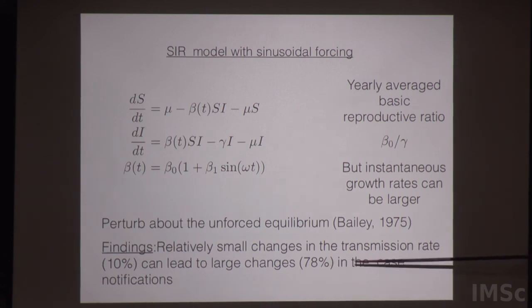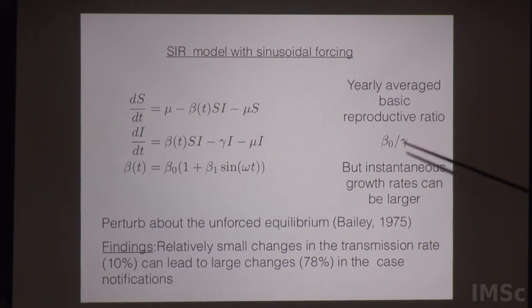can lead to very large changes, as much as 78% in the number of cases of people reporting with infection. So the interesting thing about seasonality is that small fluctuations about a steady, even low value can lead to a large amplification in the number of cases.